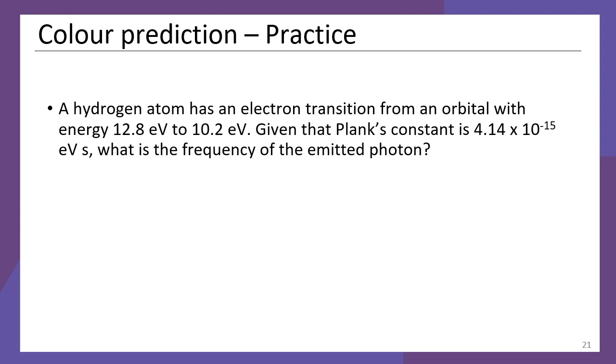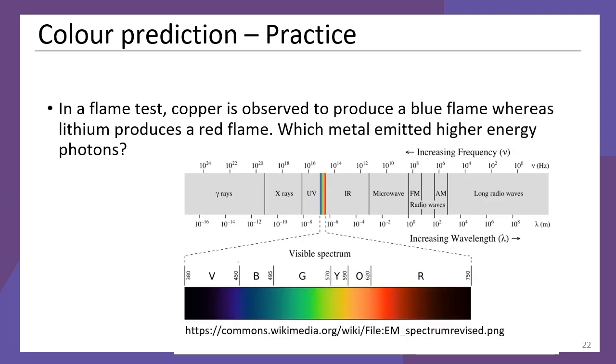Now we're told that Planck's constant is 4.14 times 10 to the negative 15 electron volt seconds. Okay, so we're using the correct version here, and we need to know the frequency of the emitted photon. So E equals hf, quick rearrangement, f equals E divided by h. Again, as per usual, just make sure you're careful with brackets on your calculator. And then you'll get out, in this case, that we have 6.28 times 10 to the 14 hertz. So that was our calculation example.